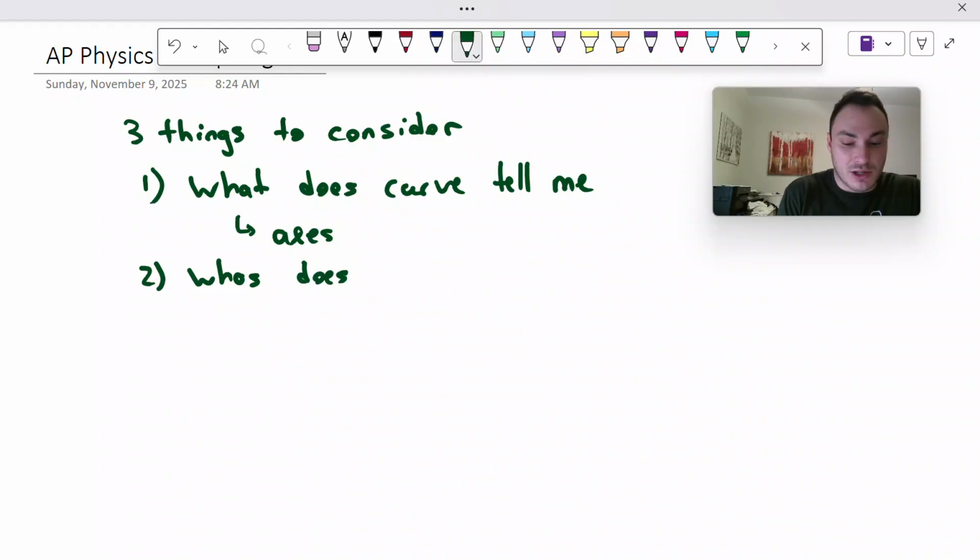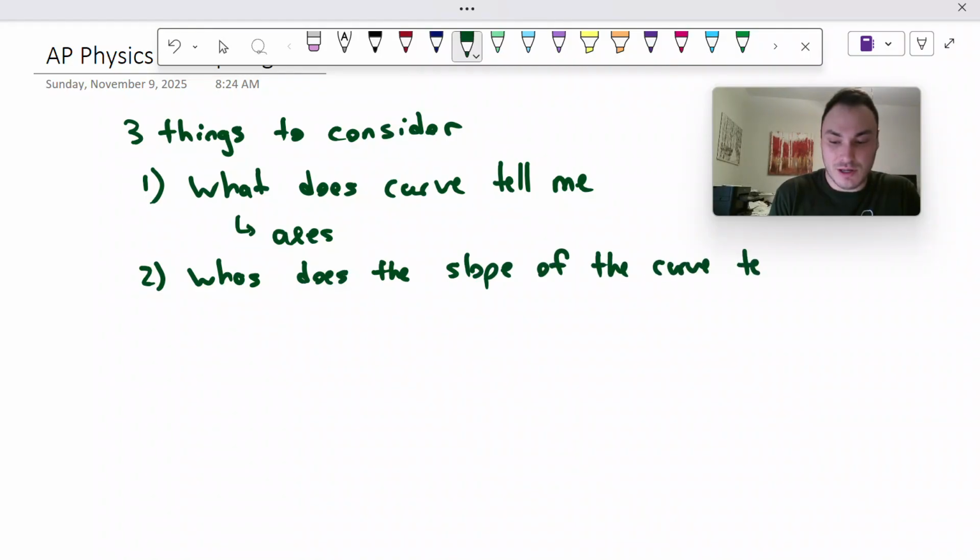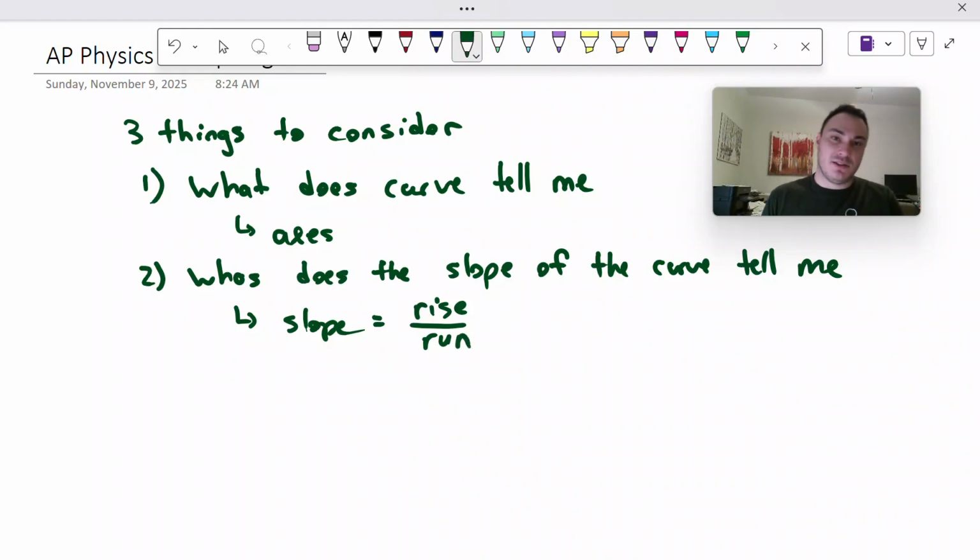is, what does the slope of the curve tell me? What do you get when you take the slope of the curve of the graph? Slope is rise over run. The rise is the y-axis, the run is the x-axis. So you're looking at the y-axis over the x-axis. If you divide the y-axis by the x-axis, what does that get you? Does it get you anything?